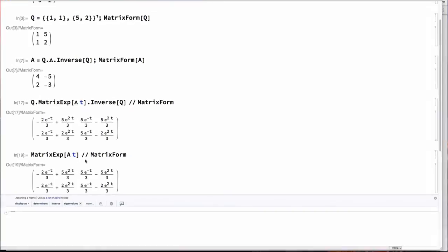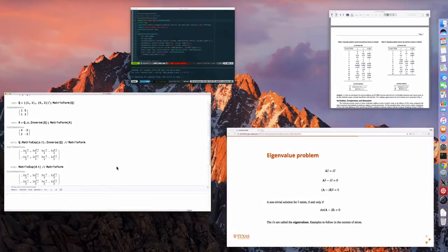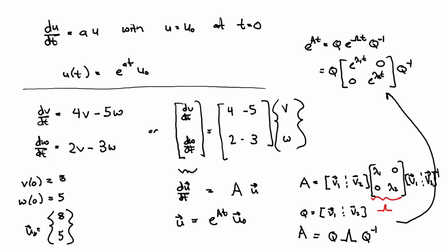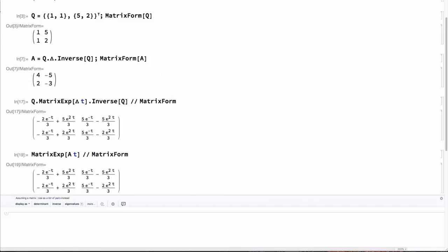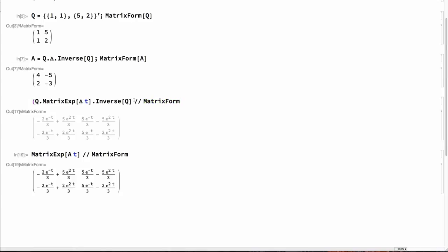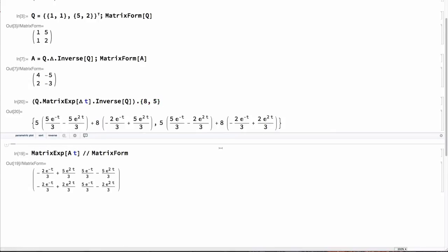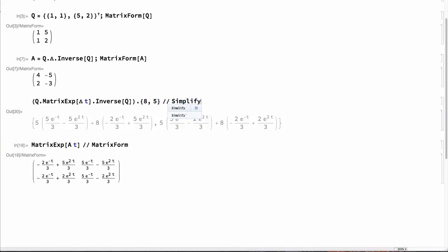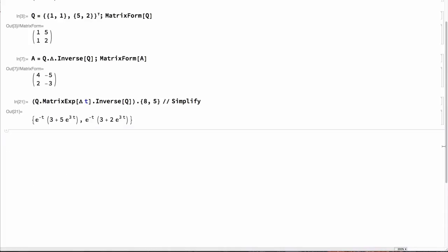All right. So then, I said the solution to the differential equation is e to the At, which now we have, times the vector of the initial conditions, which is 8 and 5. So if I just go back here and multiply all that by the vector 8, 5, and simplify it. So that is the solution of that system of differential equations. It's U of t equals this, V of t equals that. Or I'm sorry, I think V of t equals this, W of t equals that.